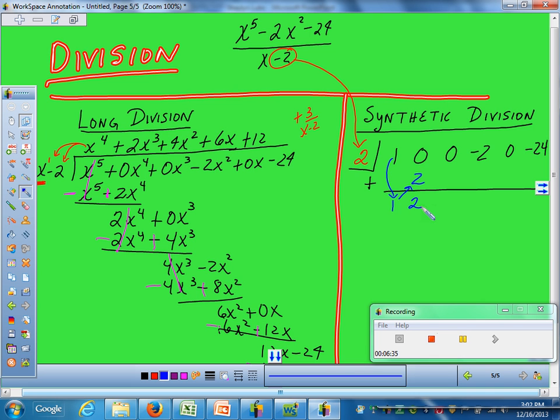Okay, so then below the line times the box is 4. 2 times 2 is 4. Then what?